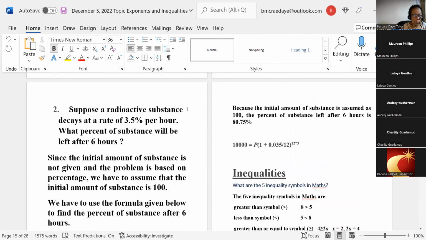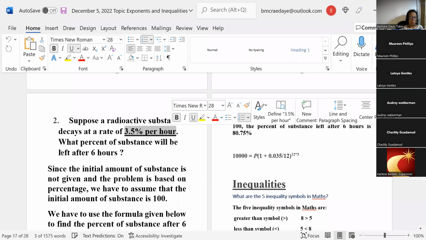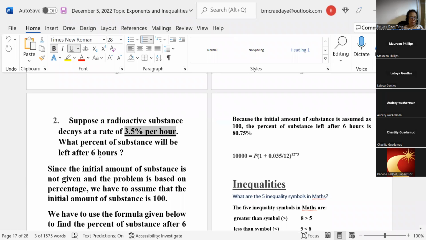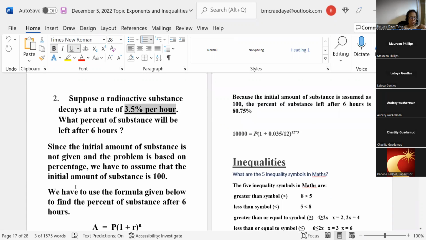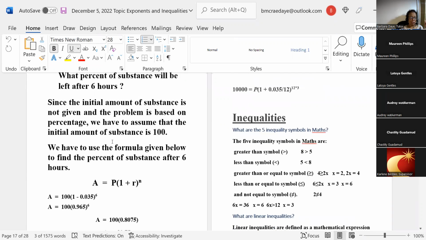So you have a radioactive substance decaying at a rate of 3.5% per hour. That's your rate of decay. What percent of the substance will be left after 6 hours? Since we don't know how much we're starting with, and this is really based on percents because it's 3.5% per hour, we'll just make an assumption that we're starting with 100. All right. So to find the percent after 6 hours, you would have what?